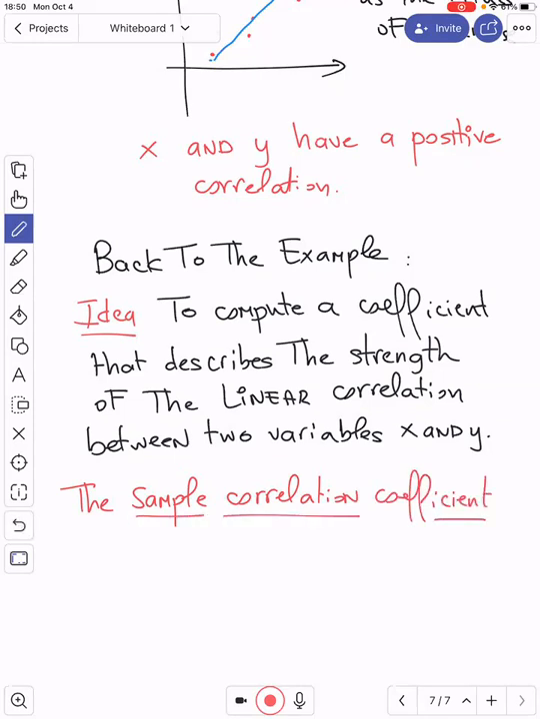And I'm gonna show you in my example how to compute this sample correlation coefficient. As I said, it's gonna help us describe this relationship between the variables x and y. First I'm gonna show you the steps. So we denote the sample correlation coefficient by R.